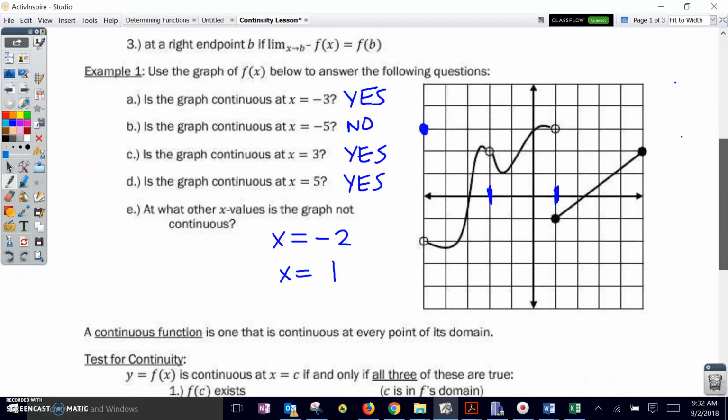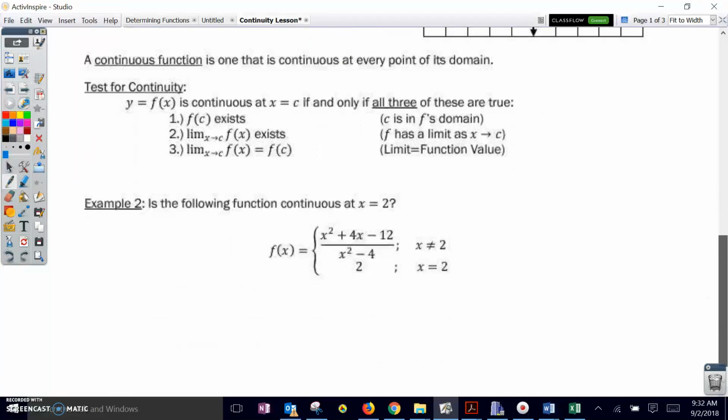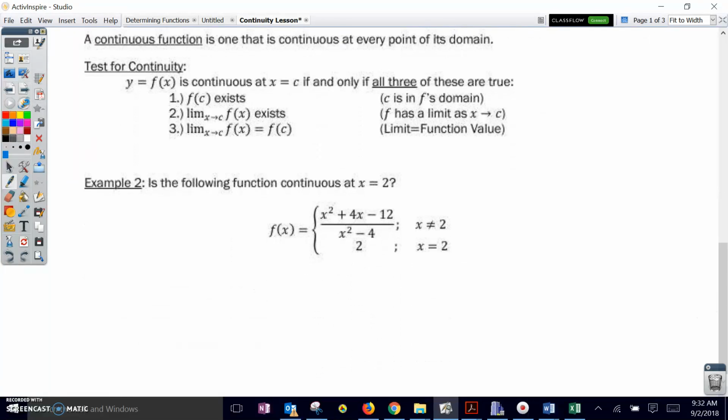Alright. Then we actually look at the test for continuity here. A function is continuous if and only if all three of these are true. The function value has to exist there, the limit has to exist there, and they have to be equal. So let's look at example 2. Is this function continuous at x equals 2? Well, in order for it to be continuous, the function value has to exist at x equals 2. And it does. We're told here that the function value is 2 at x equals 2. So we've met the first part of our test for continuity.